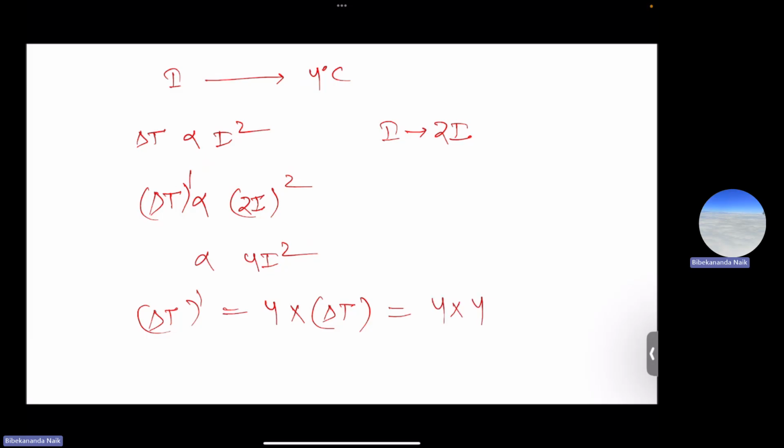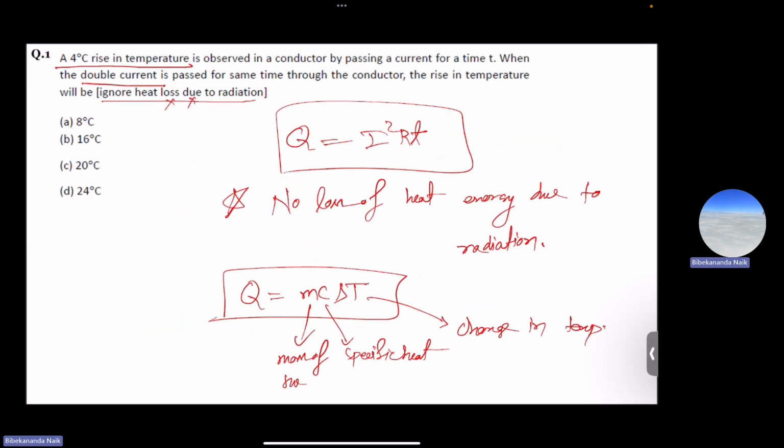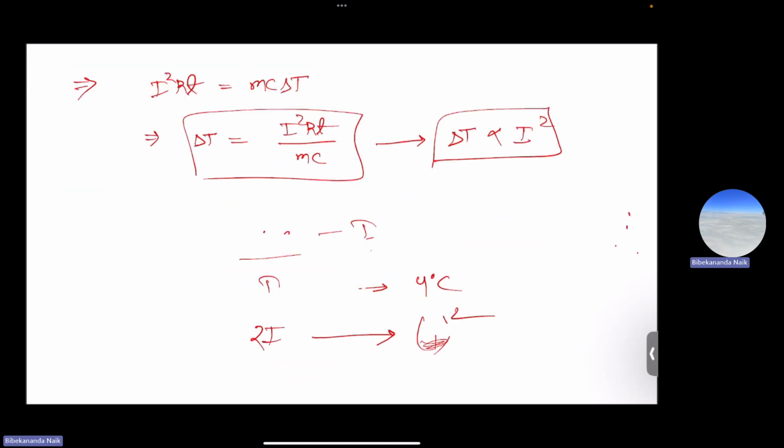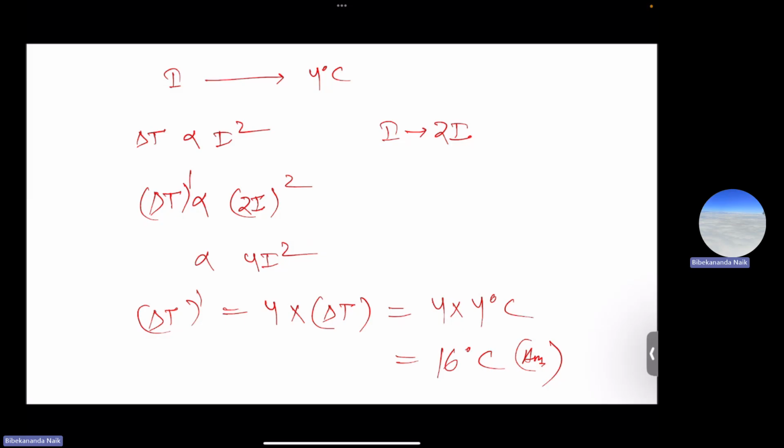So 4 into 4 degrees Celsius, that is 16 degrees Celsius. So the correct option is option B, that is 16 degrees. So when the current I was passing through the conductor, the temperature rise was 4 degrees. When current was doubled, the square of 2, that is the temperature rise will be 4 times that of the initial case. So 4 into 4, it is 16 degrees Celsius. So I hope this is clear to everyone.